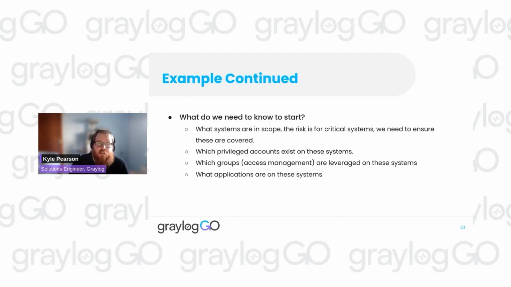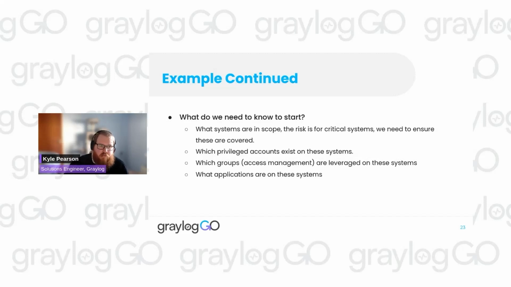What we probably also need to know, because this is about privileged access management in our critical systems, is what contextual information we need. We need to know what systems are in scope, what the risk is of those systems, and what they actually contain. We need to have the context surrounding those assets and make sure they're covered by our SIEM. We need to know which privileged accounts exist on them. If we're trying to protect privileged access, we need to know what those privileged accounts are. We need to know which groups control those systems.